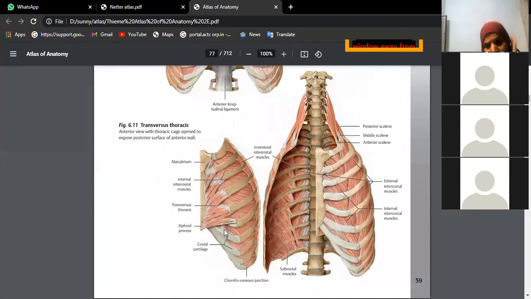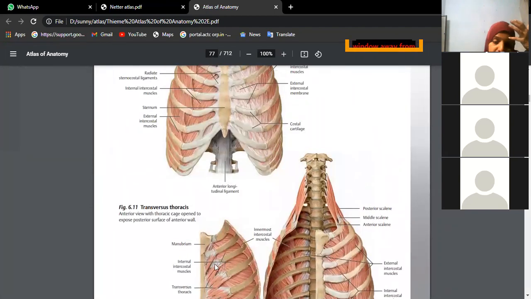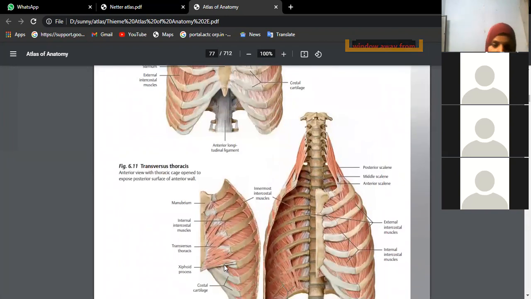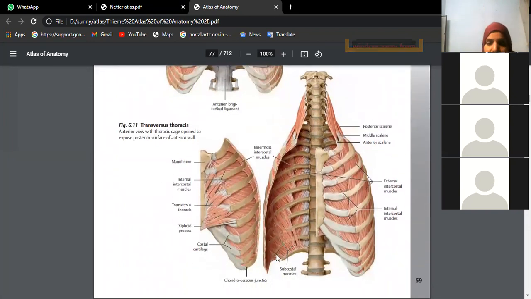It has further three subdivisions. What are the small components? It has sternocostalis, from the sternum to the costal cartilage. Okay. So intercostalis intimus, that is the smallest part. It runs in the same direction as the internal intercostal muscle and it will be lying just below the internal intercostal. You will find intercostalis intimus.